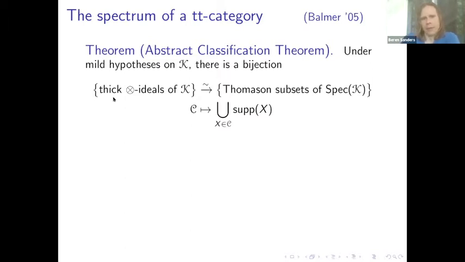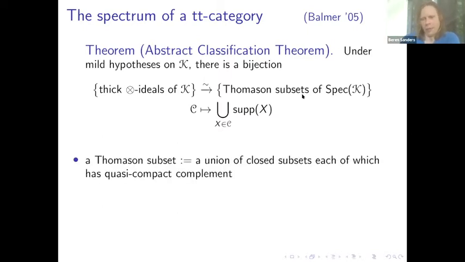And so we have on the left-hand side the thick tensor ideals of K. On the right-hand side, we have these so-called Thomason subsets of the spectrum. So what is a Thomason subset? Well, a Thomason subset, if you're not familiar, by definition, is a union of closed sets where each of those closed sets has a quasi-compact complement.